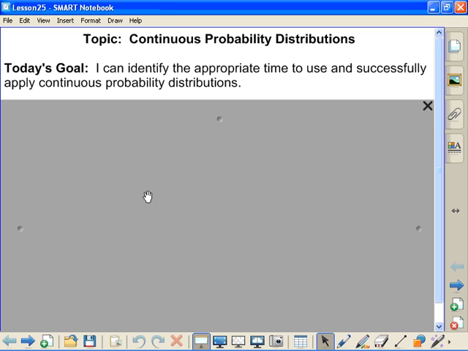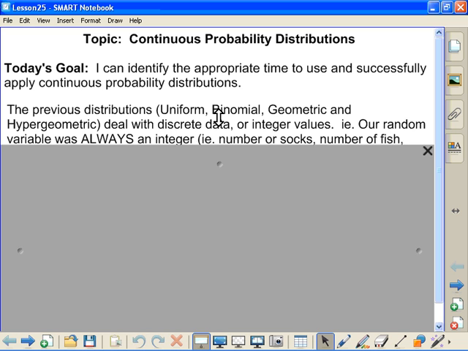Hello and welcome to Lesson 25, and our topic today is continuous probability distributions. The goal is that once you go through the note and do some of the homework, you can identify the appropriate time to use and successfully apply a continuous probability distribution. So today, what are we looking at more specifically?